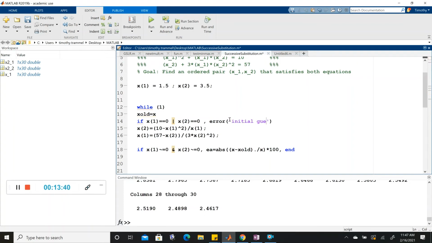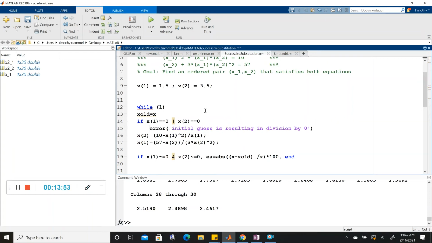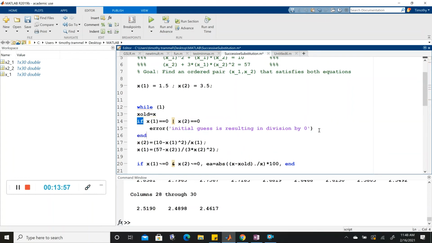Yeah, I'm going to say that. Initial guess is resulting in division by 0. And then the last thing that we need there is we would have wanted an end, but since this is taking up so much space, I'm going to break this into a couple lines. There we go.